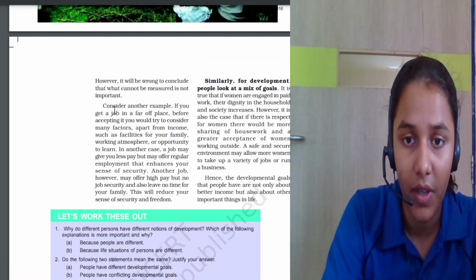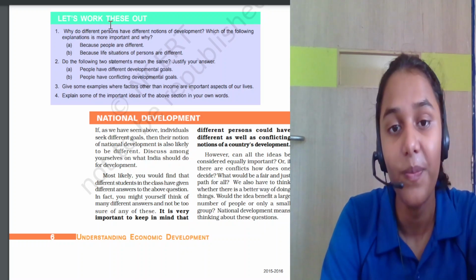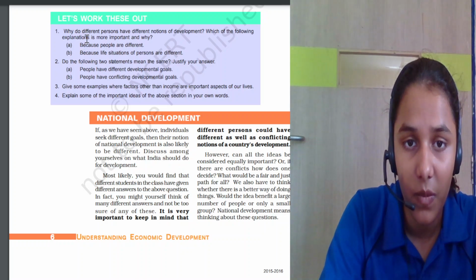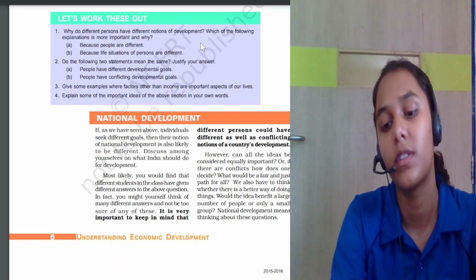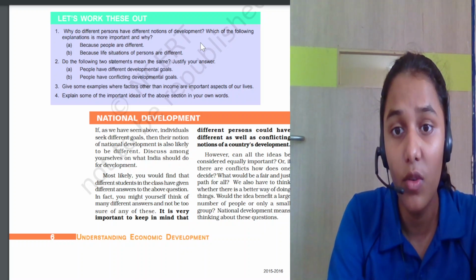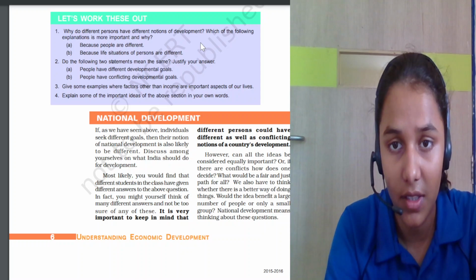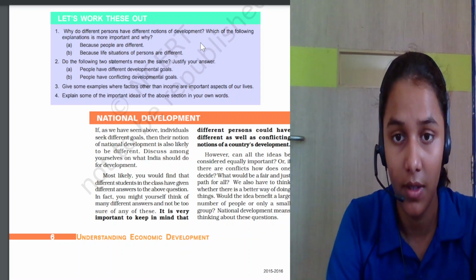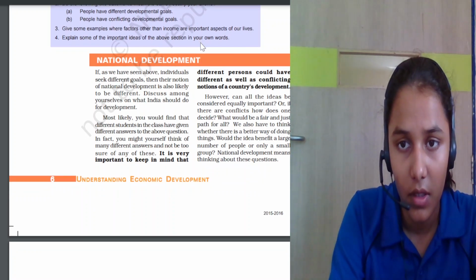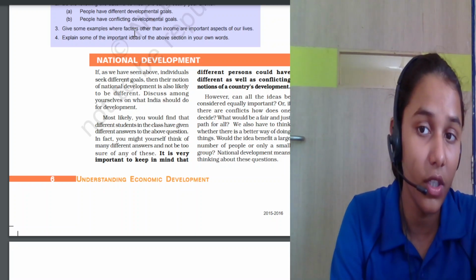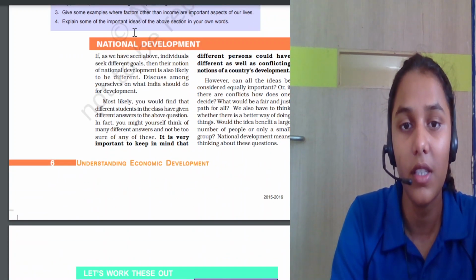And here is a very good example of a job that I have already explained. And here are a few questions that we can do. Let's work these out. So, first question is, why do different persons have different notions of development? So, why do you think that different people have different goals? This might be because of their social or economic background, and secondly, their different interest criteria and their different mindsets make them have different notions of development, and their situations are also different, so they tend to have different development goals. Give some examples where factors other than income are important aspects of our lives. So you can mention this example of a job in this.